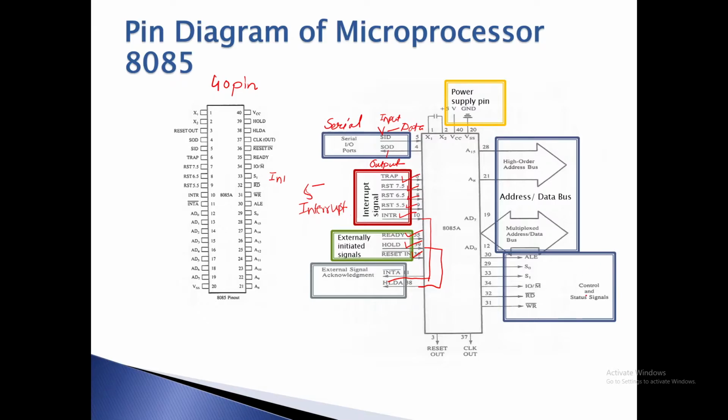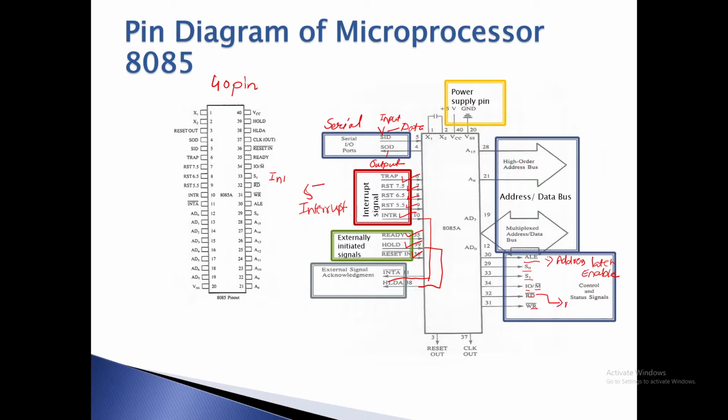Then we have control and status signals like ALE, S0, S1, IO/M bar, RD, and WR. ALE is address latch enable. It enables the address bus in the next machine cycle. I will explain in the coming slides. S0, S1, and IO/M bar are also control signals. I will show in the next slide how it operates.